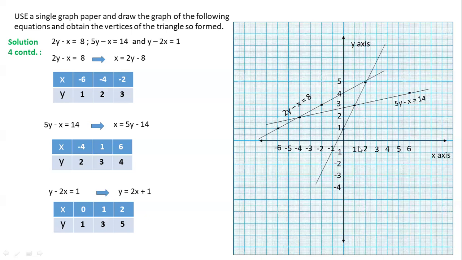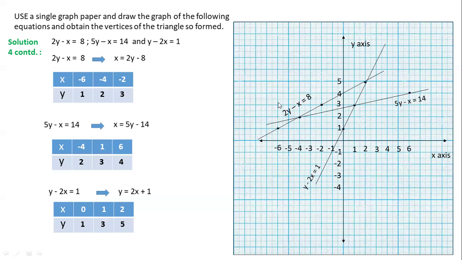So this is the graph of which equation? Y minus 2x is equal to 1. Now you clearly see that there is a triangle formed here. This is a triangle. What did they ask? Draw the graph of the following equation. Obtain the vertices of the triangle so formed. You want the vertices. Where is the vertex? This is one vertex, second and third. So we want the coordinates of the vertices.